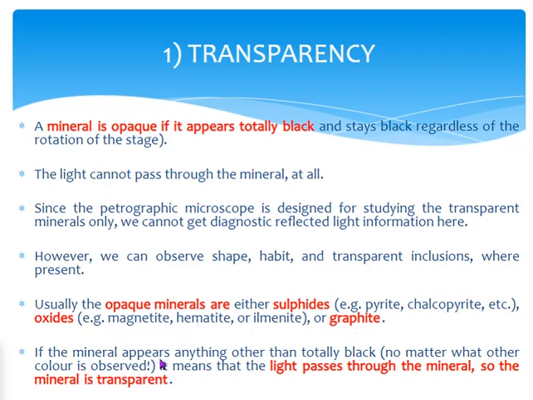If the mineral appears anything other than totally black, no matter what other color is observed, it means that light passes through the mineral, so the mineral is transparent. So transparency means if under the petrological microscope the mineral looks a color other than black, then the mineral is transparent. If the color appears black, then the mineral is not transparent, either an opaque mineral or an oxide mineral.